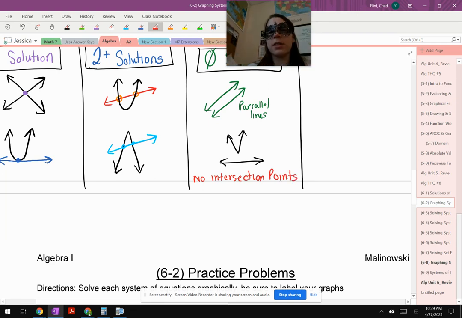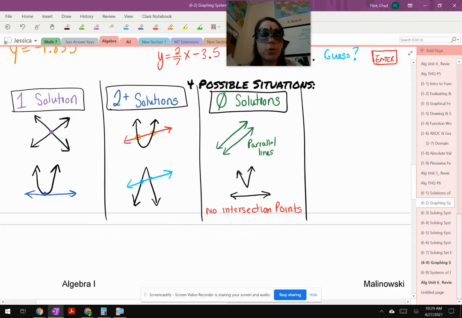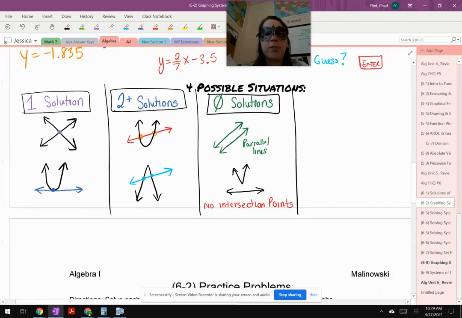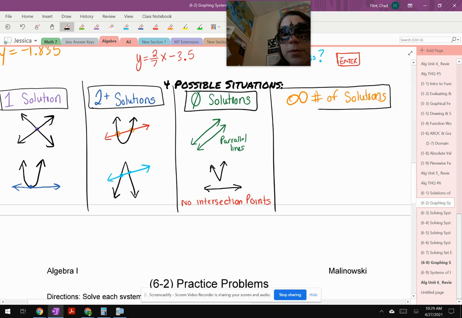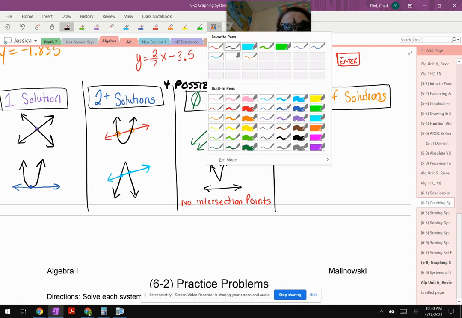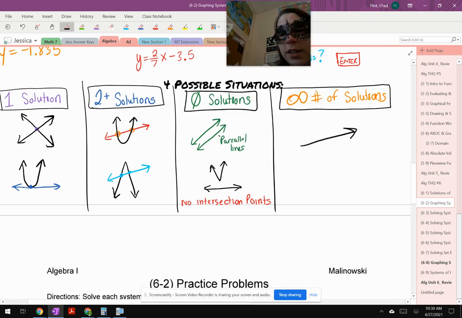And last but not least, the last possible situation, which you won't see very often, but it might come up here and there, is an infinite number of solutions, where literally any number will work. And what that looks like is where you have a graph, and it can be any kind of graph.